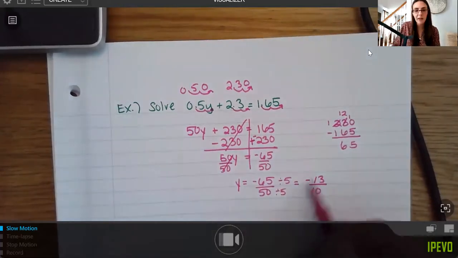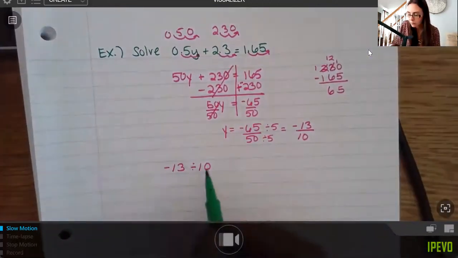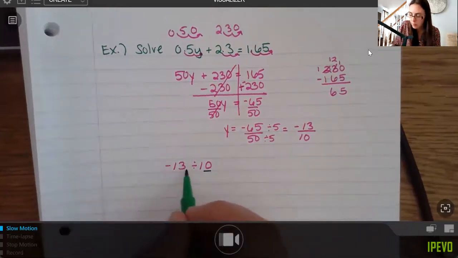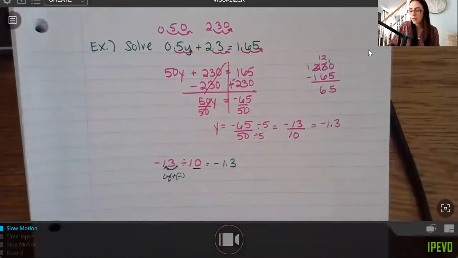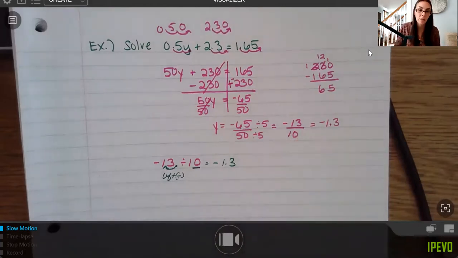And this is sufficient, but if I do want the answer in decimal form, remember that if we have a number divided by a power of 10, we can use a shortcut here, and we can move that decimal point one spot to the left. So my decimal point would be here, and then again, because it's division by 10, we're going to move left. So this becomes negative 1.3 or negative 1 3/10. Now, both of these answers are good. They're both simplified. It just depends on how that specific problem wants your answer written.